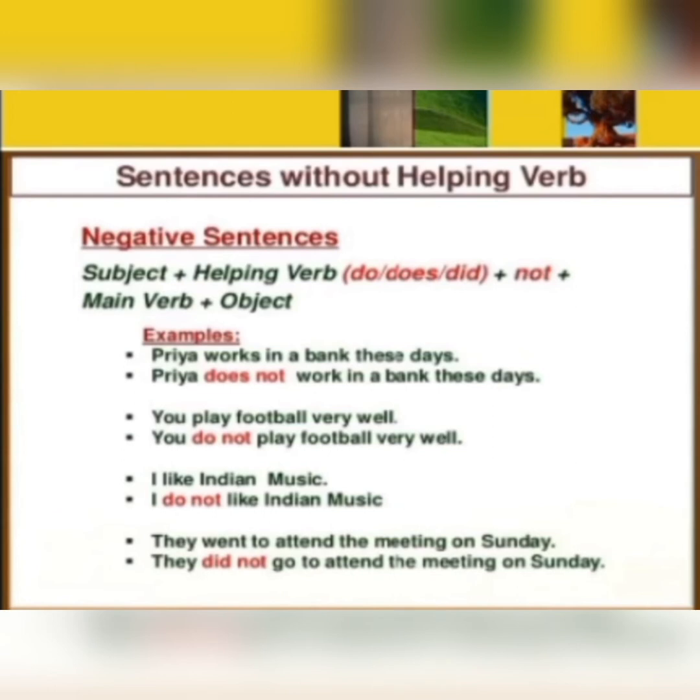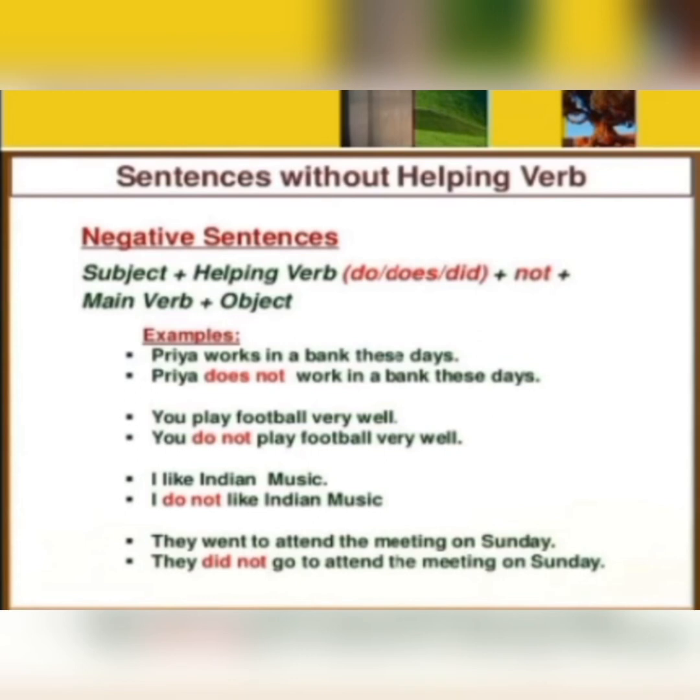They went to attend the meeting on Sunday. Now here, children, my main verb is went, which gives me an indication that it is the past tense. So I will use the past tense helping verb, that is did. I will use did not, and I will frame the sentence as: they did not go to attend the meeting on Sunday. I hope you all have understood how to convert sentences into negative sentences with or without the help of common helping verbs.